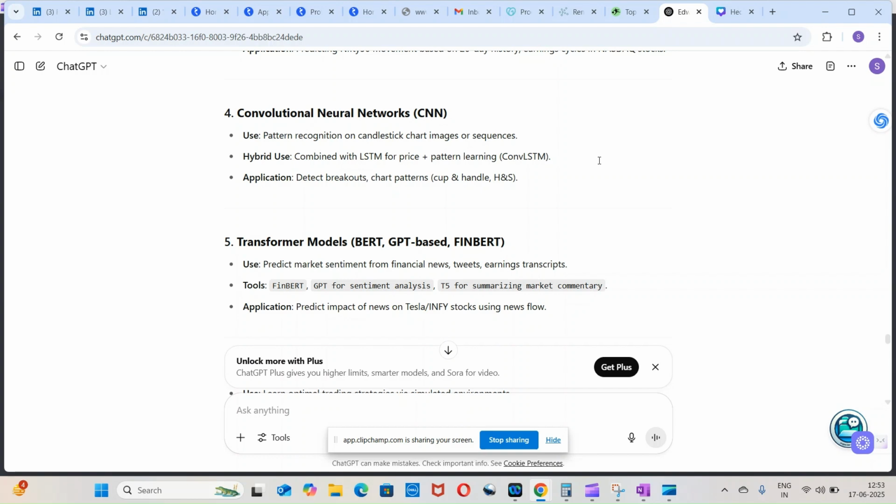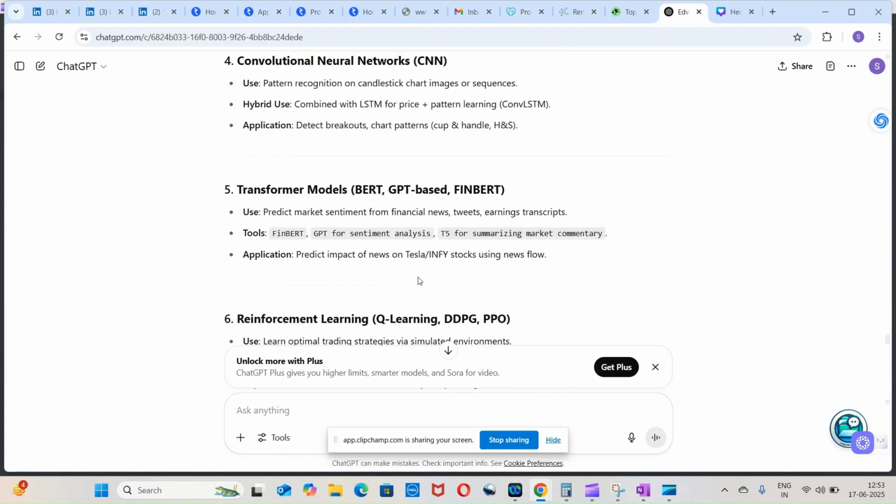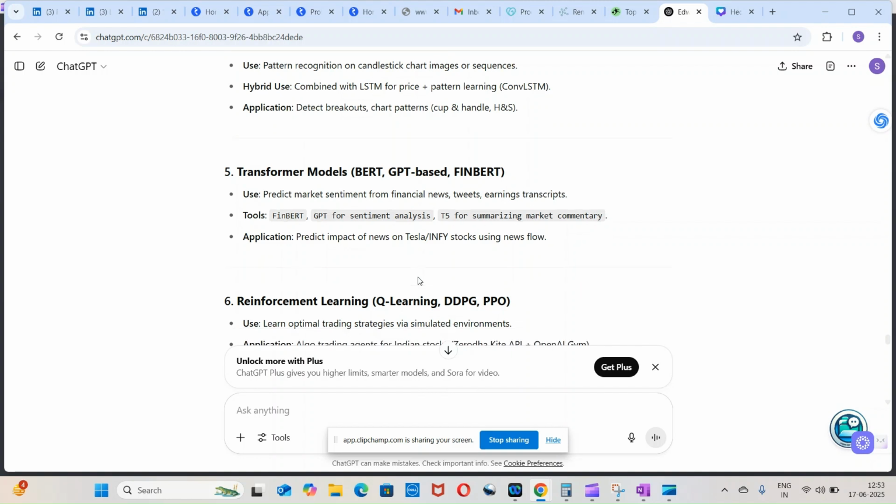Okay. Then we have transformer models. So these models basically predict market sentiment from financial news, tweets, earnings transcripts. So they are able to get the sentiment of the market based on news. They look at the financial news, tweets, earnings transcripts, and information, to predict the sentiment of the market, and make a decision based on that. So this predicts the impact of news on stock prices using news flow.